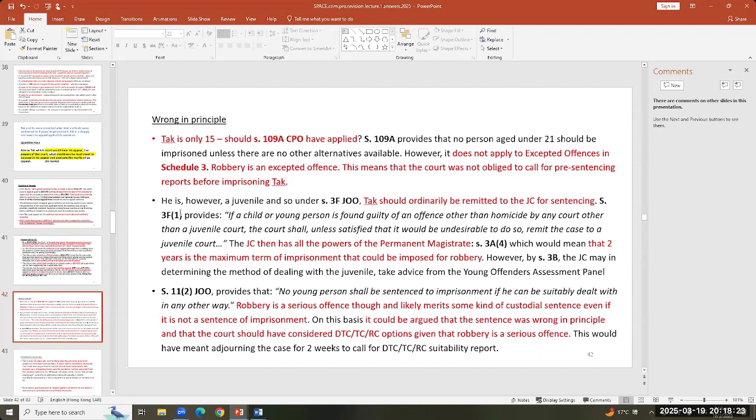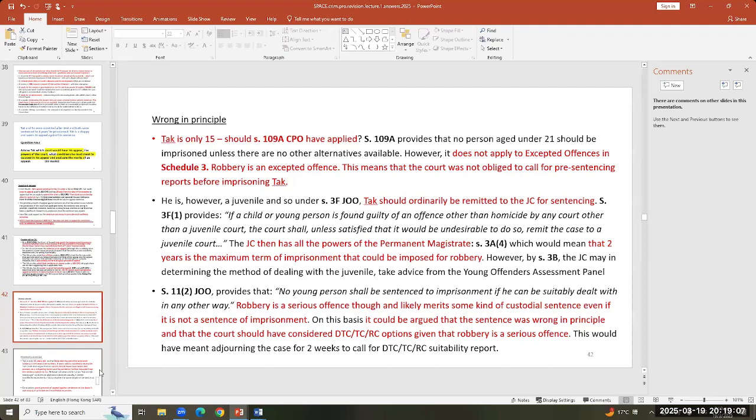So he would ordinarily be remitted to the juvenile court for sentencing under Section 3F of the Juvenile Offenders Ordinance. And then Section 11, Juvenile Offenders Ordinance: no young person shall be sentenced to imprisonment if he can be suitably dealt with in any other way. But robbery is serious, so it probably merits some kind of custodial sentence. So perhaps the court would adjourn to call for training center, detention center, or rehabilitation center reports. So that would mean a 2-week adjournment.